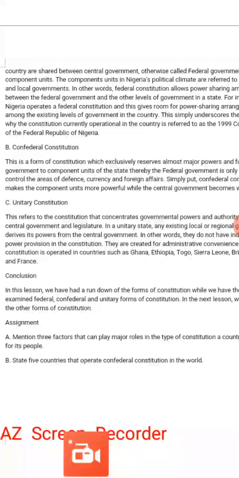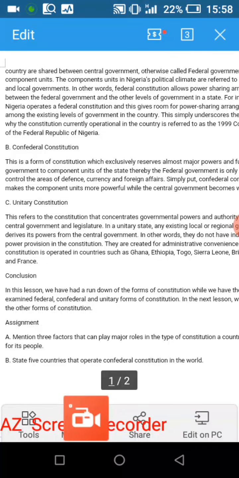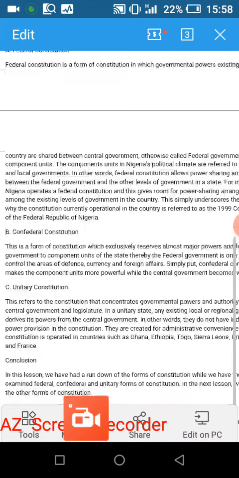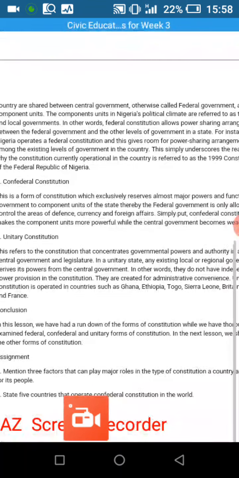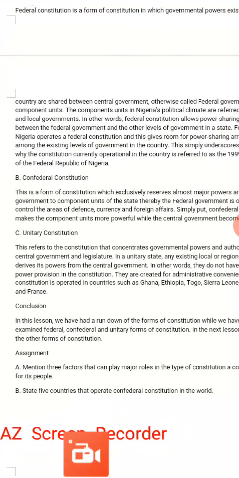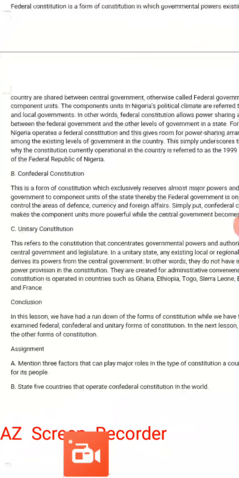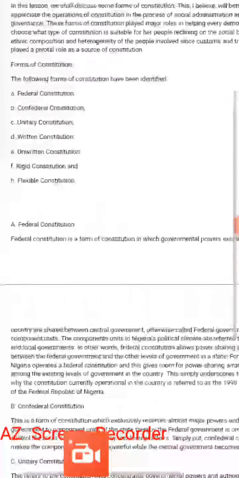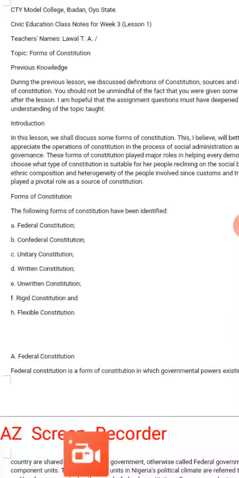Conclusion. In this lesson, we have had a rundown of the forms of constitution, while we have thoroughly examined federal, confederal, and unitary forms of constitution. In the next lesson, we shall treat the other forms of constitution. I think I may have the cause to give us a rundown of the forms of constitution that we shall discuss in this lesson as a kind of reminder.